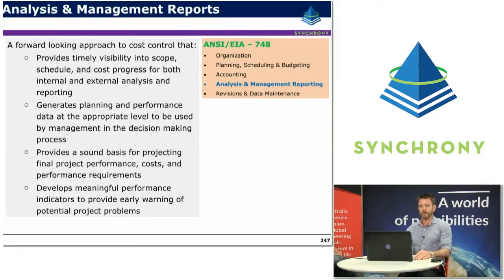Analysis and management reports provide a sound basis for projecting the final performance costs and performance requirements. So the purpose of these reports is, yes, to look into the history and understand what problems there have been, but the main purpose being to improve the final outcomes of the project and to apply that knowledge and information to help make the project successful for the remaining duration. The analysis and management reports also provide meaningful performance indicators to provide early warnings of potential problems as well.